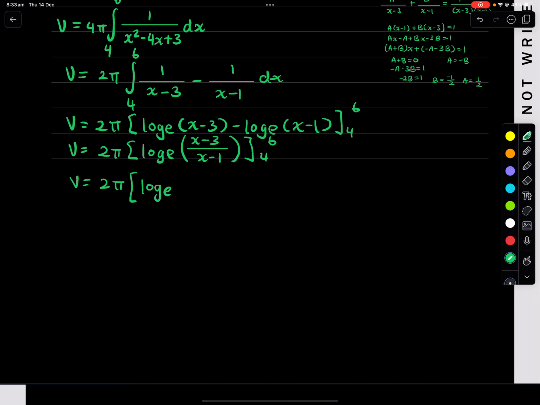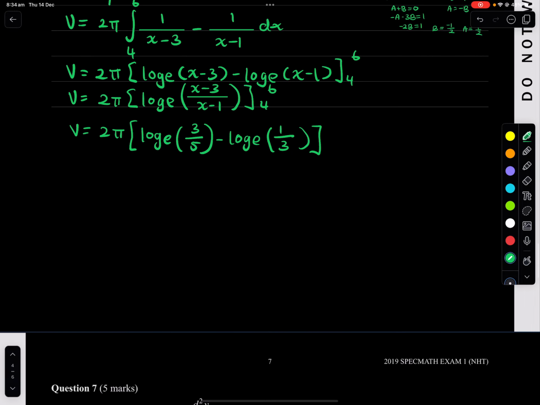If I sub in 6, it's going to be 3 over 6 minus 1, which is 5. Minus log e. If I sub in 4, it'll be 1 on top, and 3 at the bottom. So closing that, hence your volume is just going to be 2 pi log e. So what's 3 over 5 divided by, so it'd just be 3 over 1, which is 9 over 5.